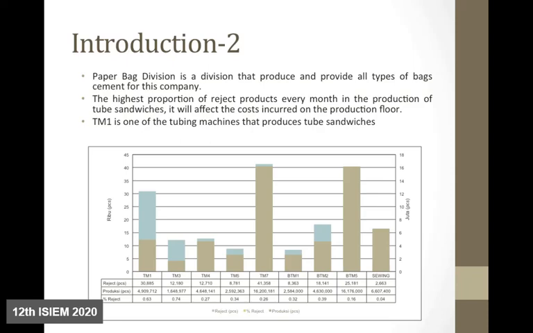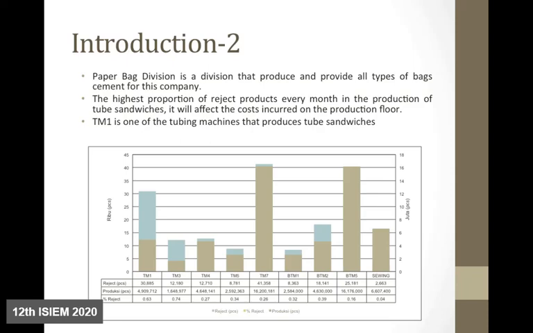Paper bag division is a division that produces and provides all types of cement bags for this company. For your information, the division has three types of machine used to produce cement bags, i.e. bottomer, sewing, and tubbing. The highest proportion of reject product every month is in the production of tube sandwich, and it will affect the cost incurred on the production floor.